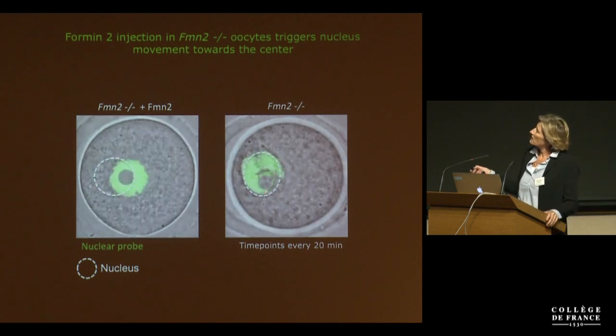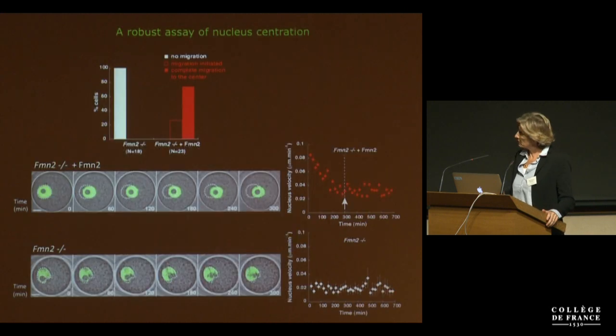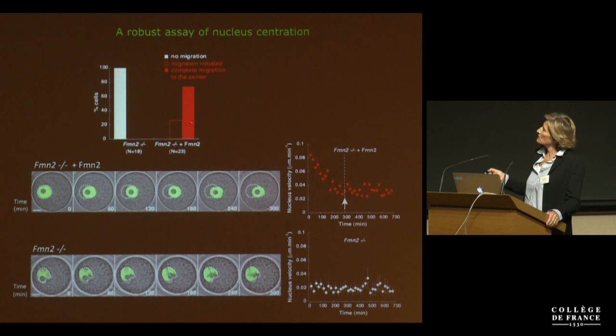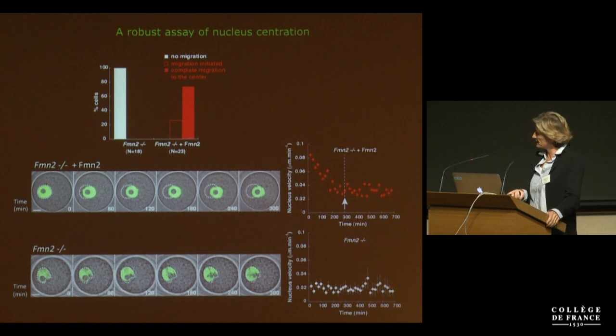But the nucleus can stay off-center for actually hours. And so by performing this, Maria had in hand a very robust assay to test for nucleus centration. Because indeed, in all formin 2 knockout oocytes, the nucleus is off-center, and when she expresses formin 2 back into these oocytes, then all oocytes will position their nucleus back to the center, whether Maria can follow the whole process or not during the time course of her movies.